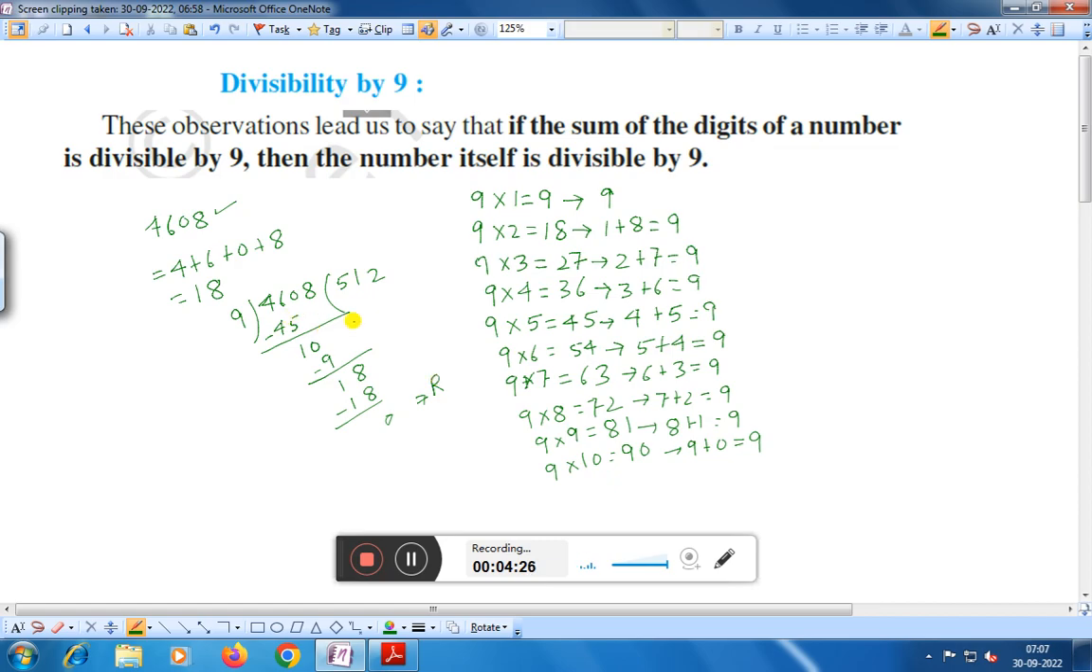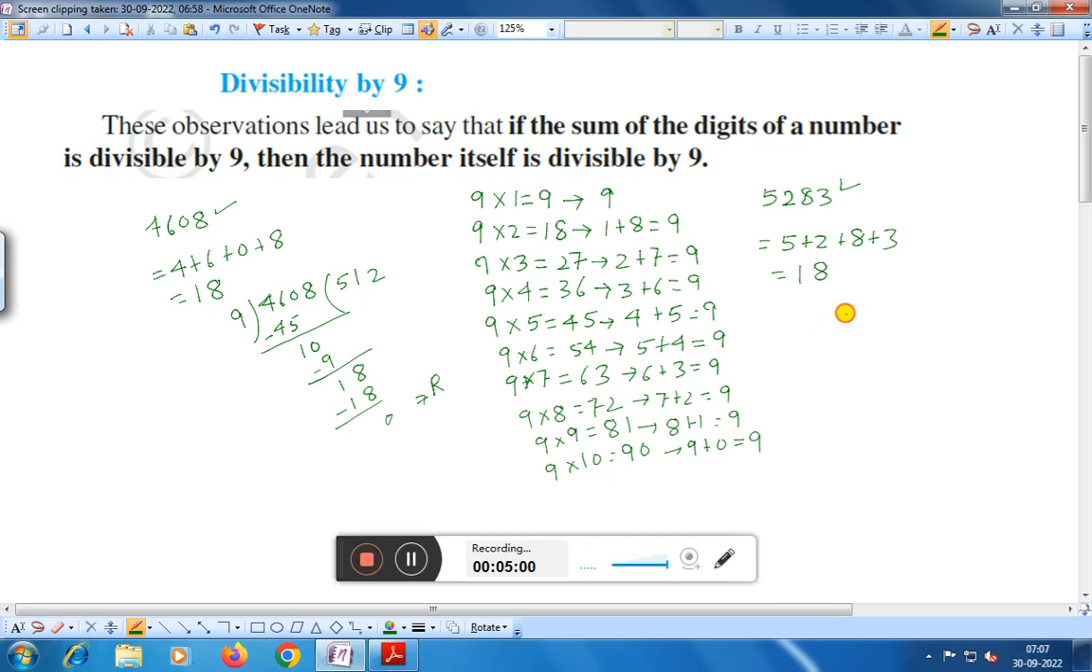Take another example. Suppose we are taking 5283. What is the sum? This is 5 plus 2 plus 8 plus 3. Then 8 plus 2 is 10, plus 5 is 15, plus 3 is 18. 18 is divisible by 9. Therefore, 5283 is also divisible by 9.